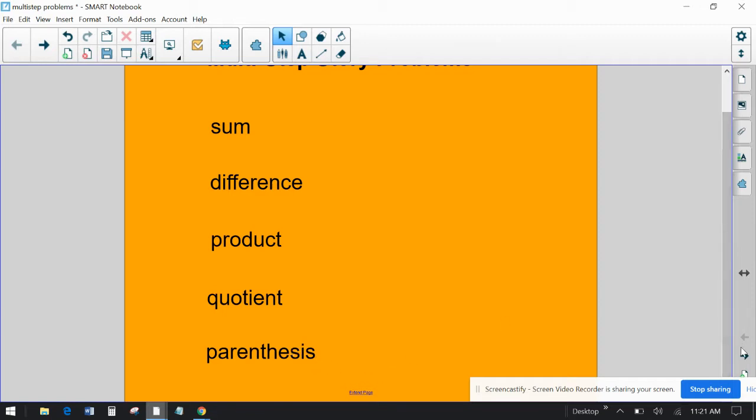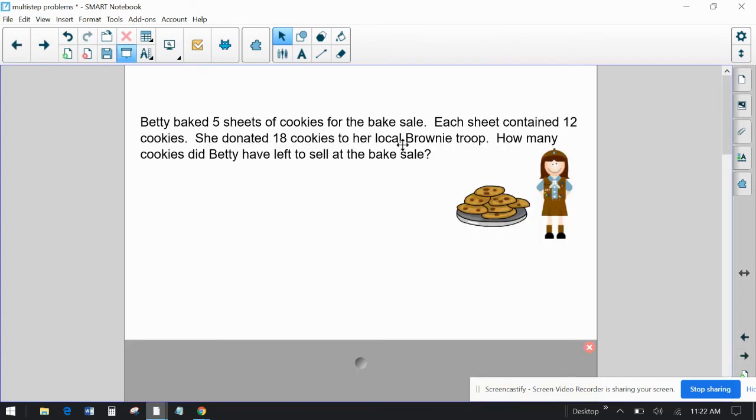So we're going to start by doing a multi-step story problem. And as I read this, I'm going to stop and think. After each sentence, I might stop and think. I'll probably read it first all the way through and then go back and visualize. Betty baked 5 sheets of cookies for the bake sale. Each sheet contained 12 cookies. She donated 18 cookies to her local brownie troupe. How many cookies did Betty have left to sell at the bake sale?